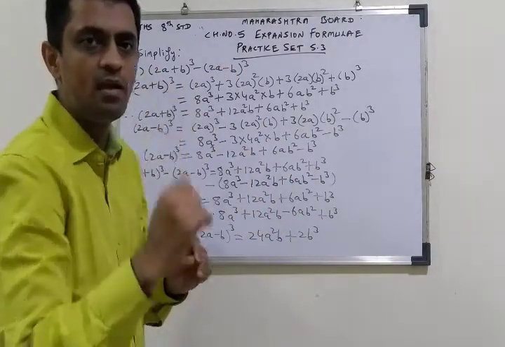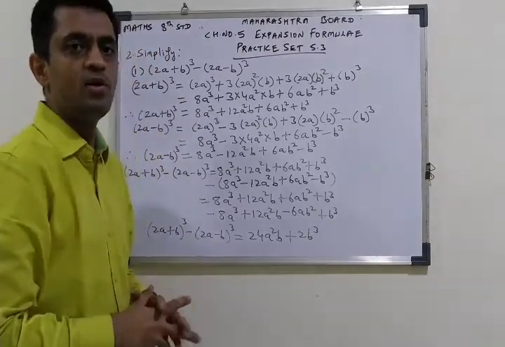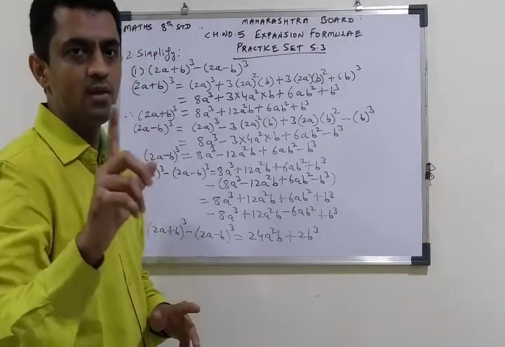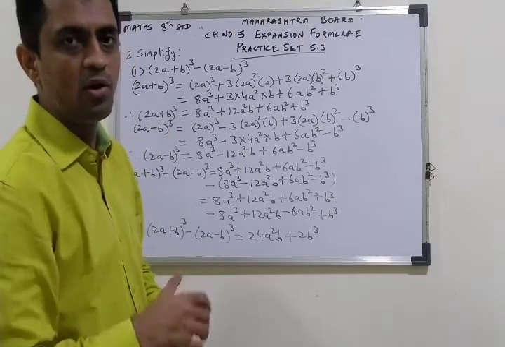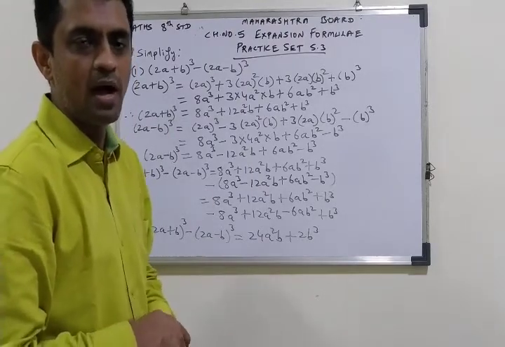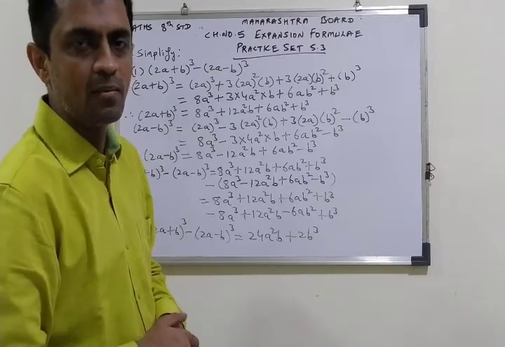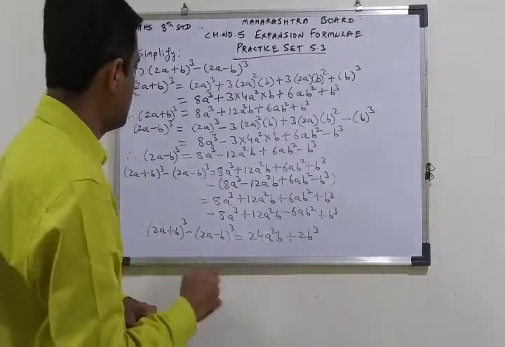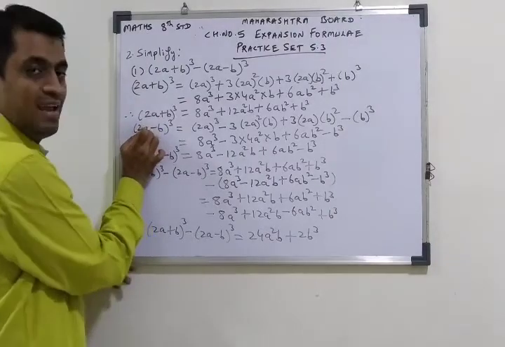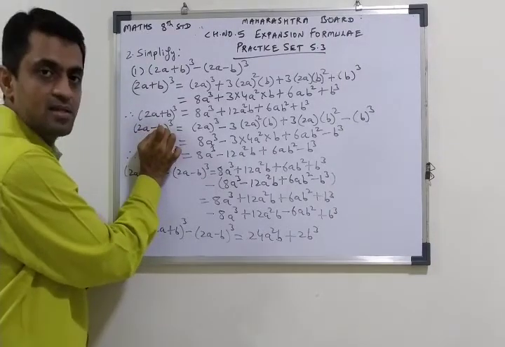2a minus b whole cube. Here you are going to use which formula? A minus b the whole cube. A minus b the whole cube is what? A cube minus 3a square b plus 3ab square minus b cube. Let us see now. Now our a is 2a and our b is b.